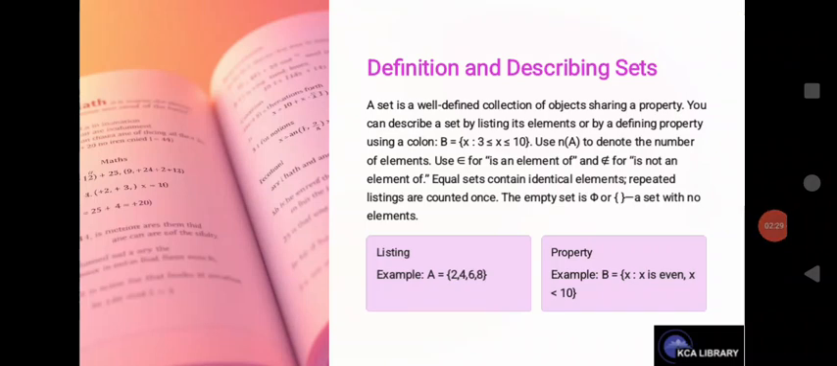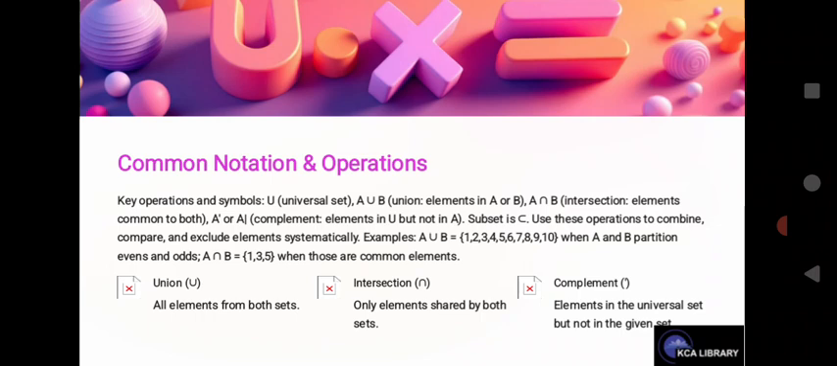Now, there are common notations. Let's look at that before we take some examples. There are common notations and operations we do as they relate to sets. So, for instance, in set theory, there's what we call the universal set. A universal set is just a set that contains every other set you can think of. All right? And we have subsets. Subsets are sets that are members of a universal set. There are concepts you come across like union of sets, intersection of sets, complement of sets, etc.